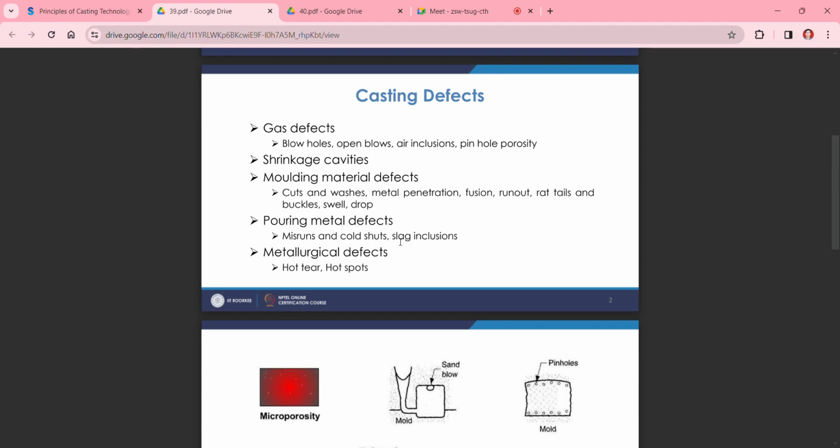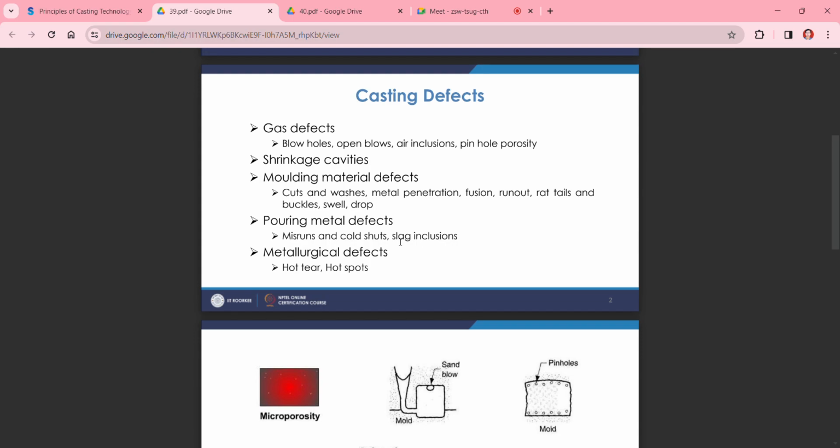Then slag inclusion. Slag inclusion comes from your smelting process, or it can come from your sand also. If sand is eroded and goes into your molten metal, it will create the slag inclusion. For the remedy of this slag inclusion, we provide a bob, or we provide a filter inside your sprue, so that slag is going to be filtered out in your sprue only.